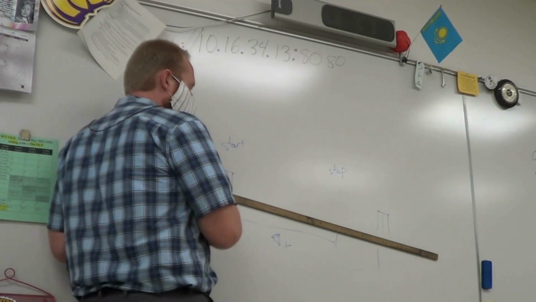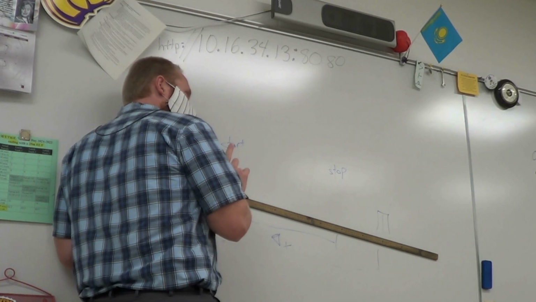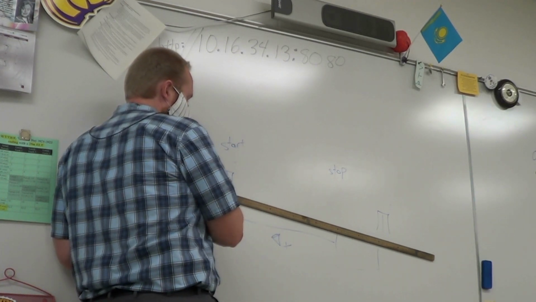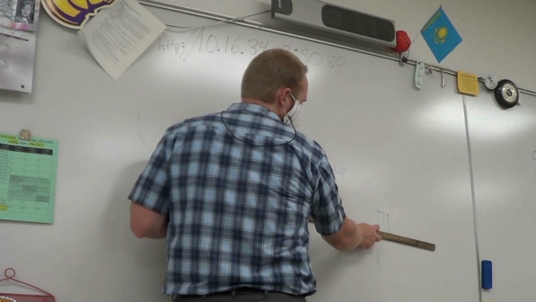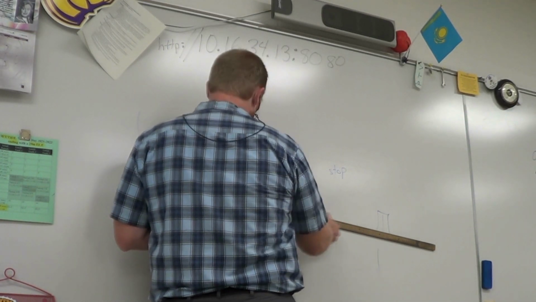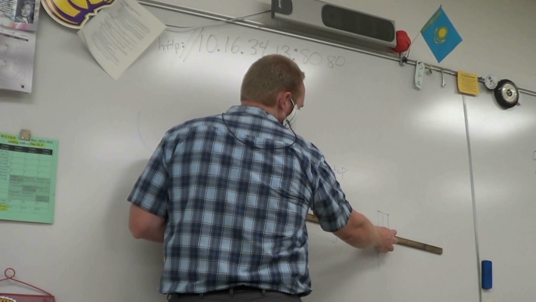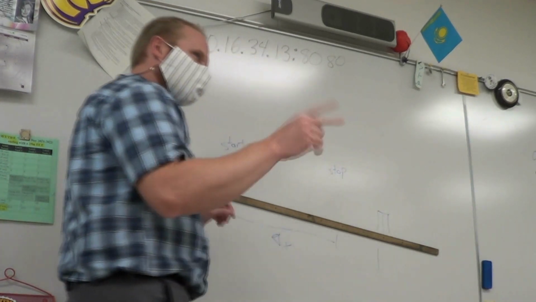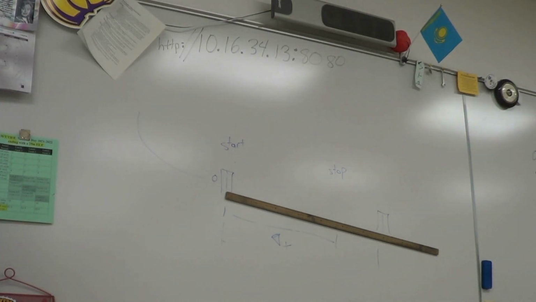Now, the important thing is we want to be consistent with our measurements. So if we're going to measure from the far left side of my first photo gate, I need to measure to the far left side of my right photo gate. Same thing if I go to the right side, that's fine, or if we go middle, we just have to go to the middle. We just have to be consistent. All three of those methods are fine.